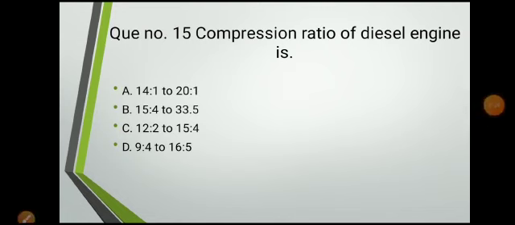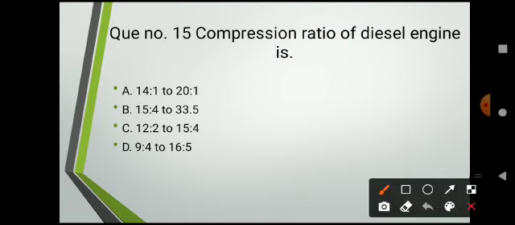Compression ratio is nothing but the ratio of volume of the charge at the beginning of the compression stroke to that at the end of the compression stroke. And in case of diesel engine, the compression ratio is option A, 14:1 to 20:1.